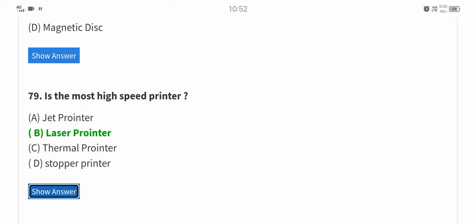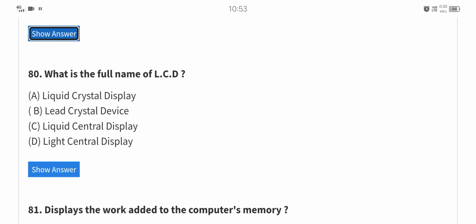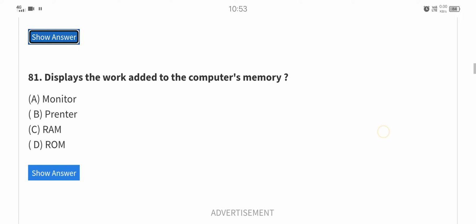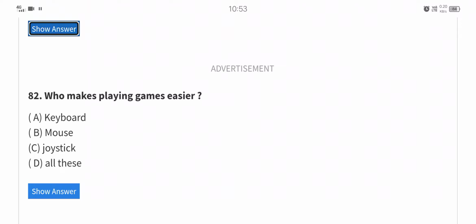Which is the most high speed printer? Laser printer is the most high speed printer. What is the full name of LCD? Liquid crystal display. Which displays the work added to the computer memory? Monitor. What makes playing games easier? Joystick.